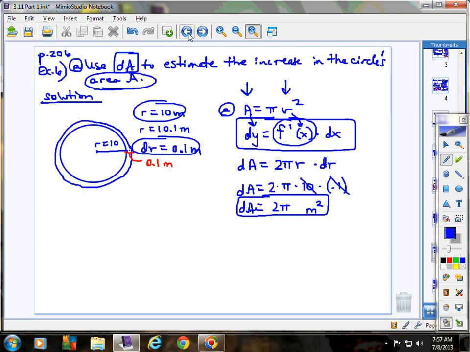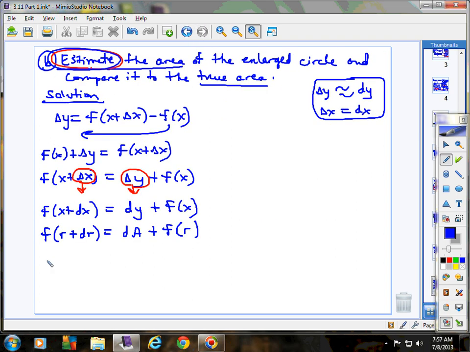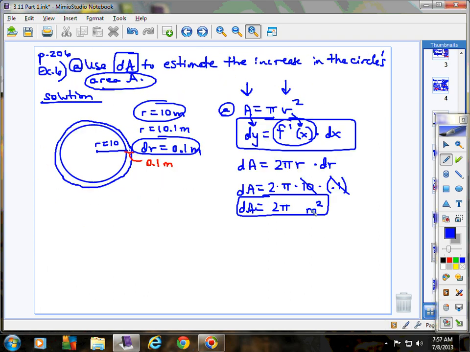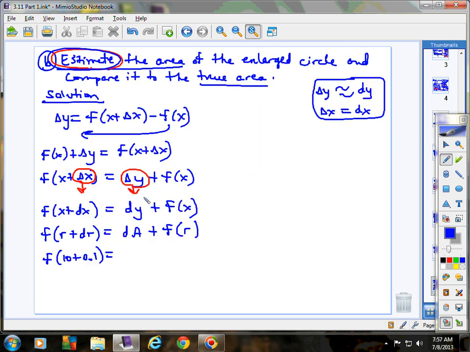Now, flipping back to the screen or looking back in your notes, r is 10, dr is 0.1. And look at A part's answer. We're going to need that answer, 2 pi, to put in for dA. So r is 10, dr is 0.1, 1/10. dA was the answer to A part, 2 pi. f of r would be f of 10. Yep, so r is 10. So f of 10.1 is 2 pi plus, I'm going to put 10 into the function and see what we get.